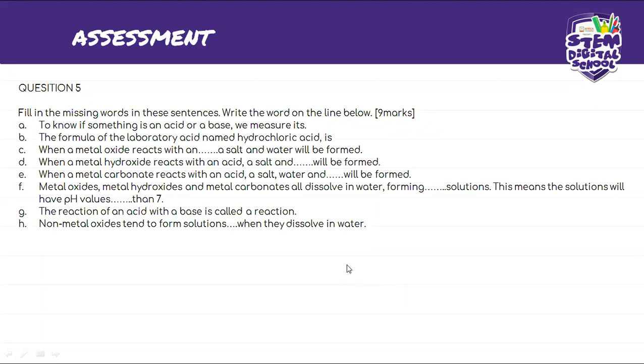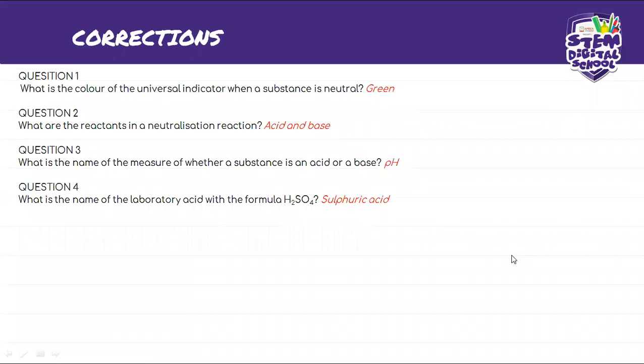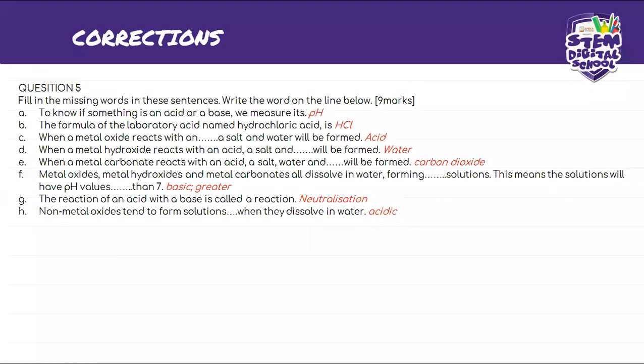All right. I'm going to the next. Okay, so these are our answers. So you can check. One is green, two acid and base, pH, sulfuric acid. We have pH, we have HCl, we have acid, we have water, we have carbon dioxide. I can see that some of you didn't get carbon dioxide. We get basic solution and greater than. Some of you wrote more. Yeah, it's fine.